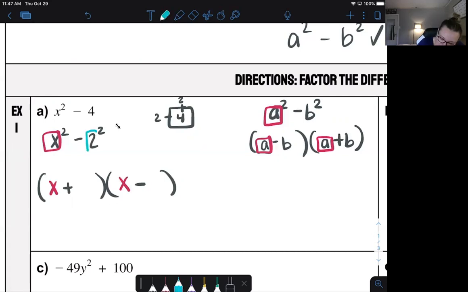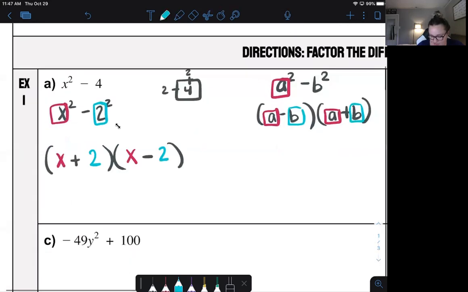Then the second term, whatever is being squared, goes here and here. So I'm going to have the 2 is being squared to get 4. So I'm going to have 2 and 2. X plus 2 and x minus 2. So let's multiply that out and check just to make sure that we're right.